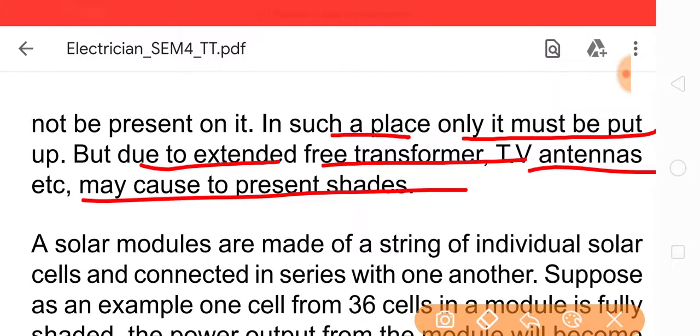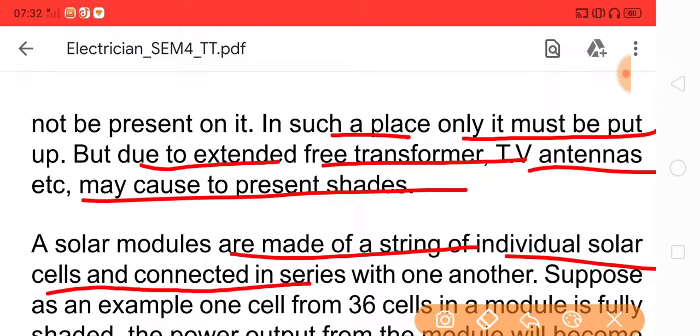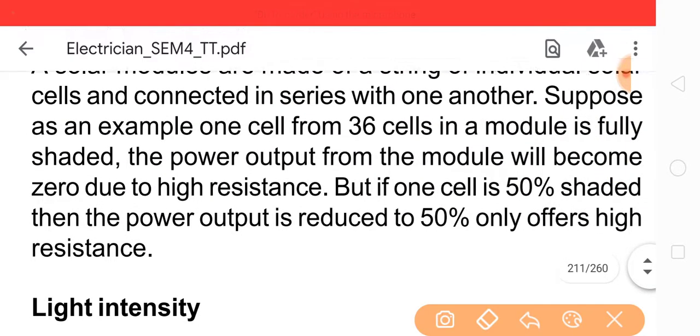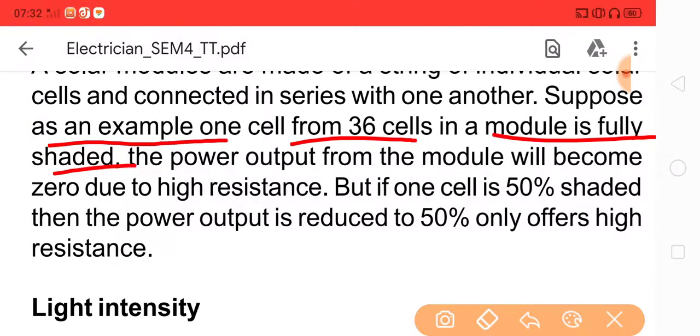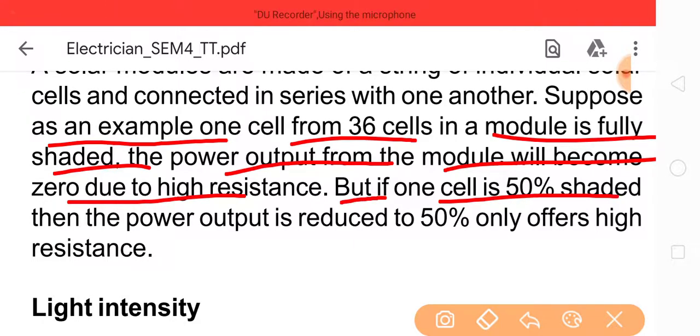Solar modules are made of strings of individual solar cells connected in series with one another. Suppose, as an example, one cell from the 36 cells in a module is fully shaded. The power output from the module will become 0 due to high resistance, but if one cell is 50% shaded, then the power output is reduced to only 50% due to high resistance.